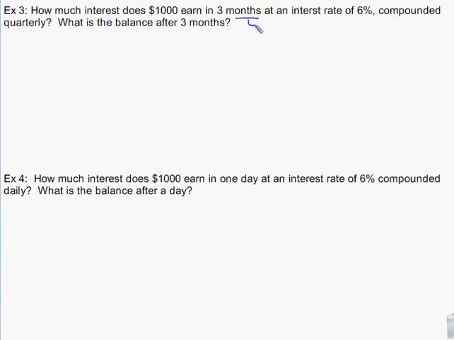Three months would be quarterly. Okay, so this would be happening 4 times a year instead of twice a year, the compounding. But let's find out how much it actually earns at the 3-month mark first. Okay, so 3 months, that's 3 over 12. So that is 0.25 years.